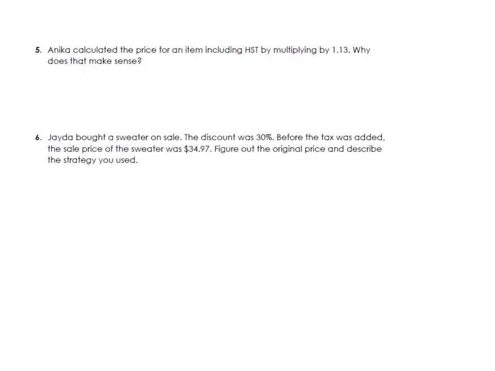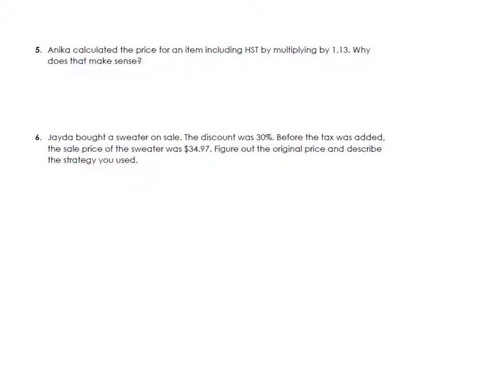Number 5, Anika calculated the price for an item including HST by multiplying by 1.13. Why does that make sense? Everyone should be able to explain this by now. The reason this makes sense is because the retail price is equivalent to 100%. It is the whole price. HST is 13%. And the total is going to be the retail price plus HST.